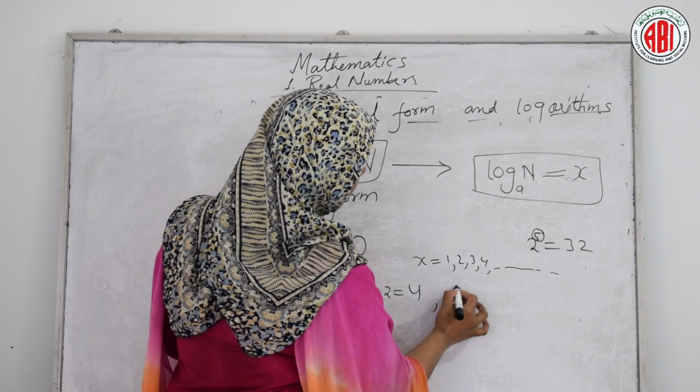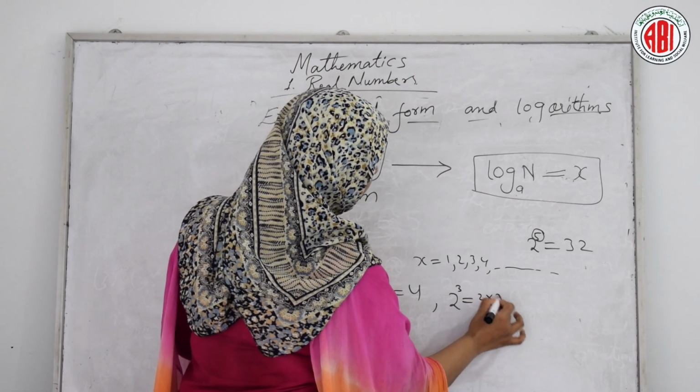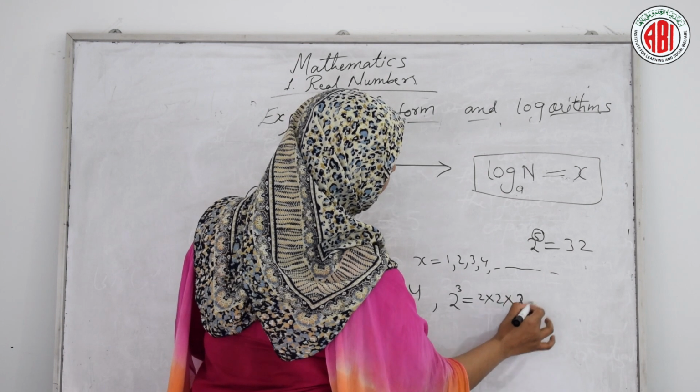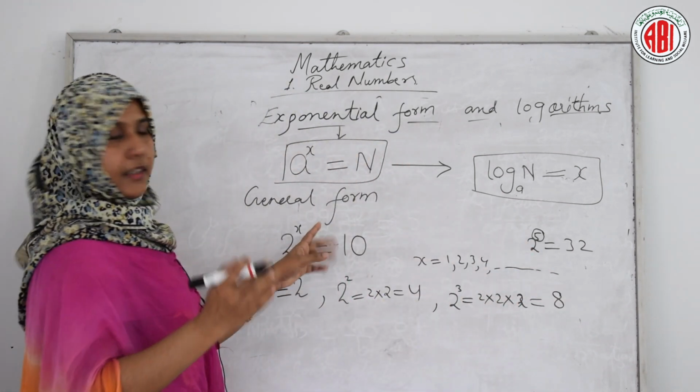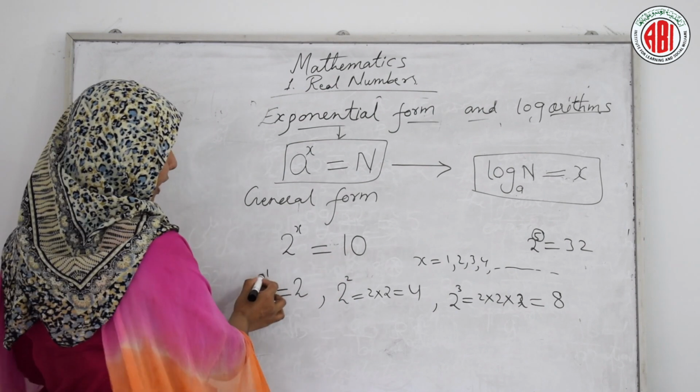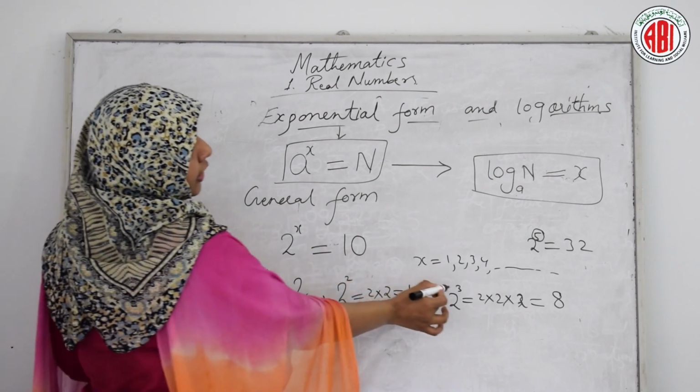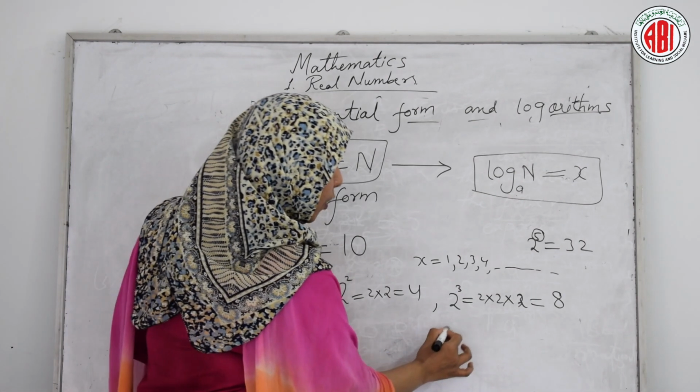Now 2 cube. Okay, 3 I am applying. 2 to the 4, 4 to the 8. I am getting 8, I am not getting 10. 1 I have used, 2 I have used, 3 I have used. Now what about 4?